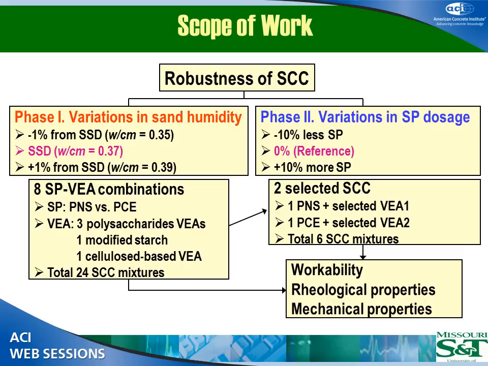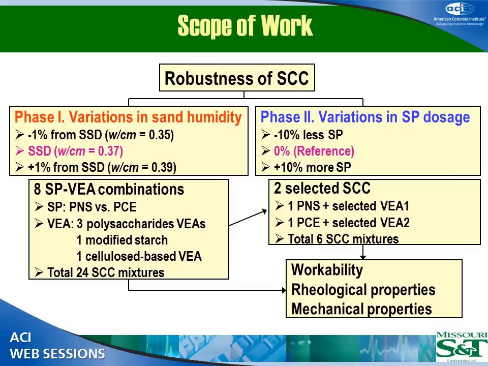So we looked at the effect of variation of sand humidity by changing the water cement ratio of the mix from what was the surface saturated dry condition that gives us 0.37 to something that would simulate having a sand moisture content that is 1% minus, which is about 9 liters per cubic meter. So we are within the 10 that Nicola was talking about. And we also increased it by 1%, but that gives us a very low water cement ratio and moderate water cement ratio. So from 0.35 to 0.39, and this is how we did it.